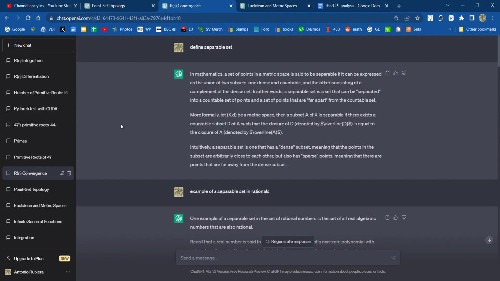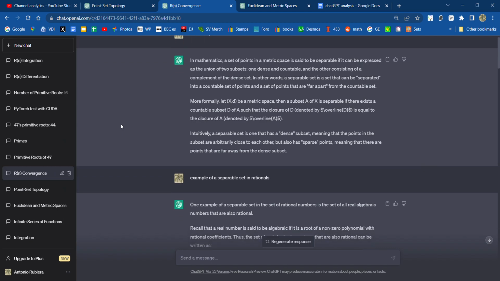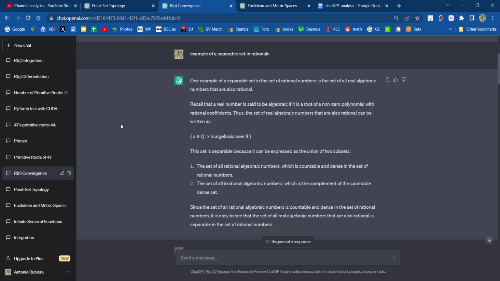So I asked it to define a separable set. I should have asked a more general question to get it set up in hindsight, but it did do the right thing by saying in mathematics: union of two subsets, one dense and countable, and the other consisting of a complement of the dense set. And then I asked for examples of separable sets in rationals.